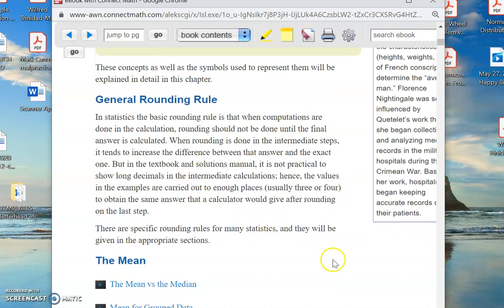This is a rounding rule. I'm going to let you read that yourself. I couldn't care less about rounding rules, but it is what it is. Those are the rules.